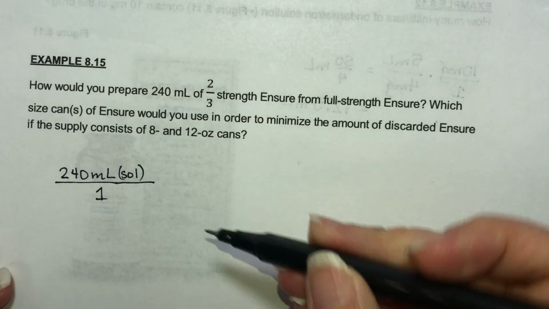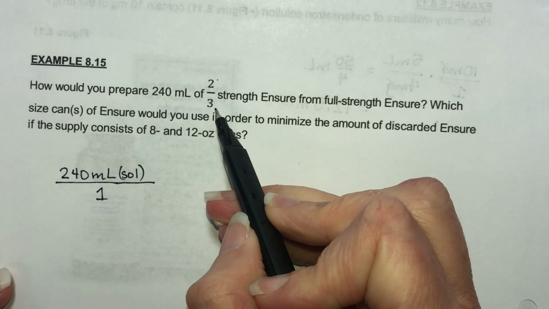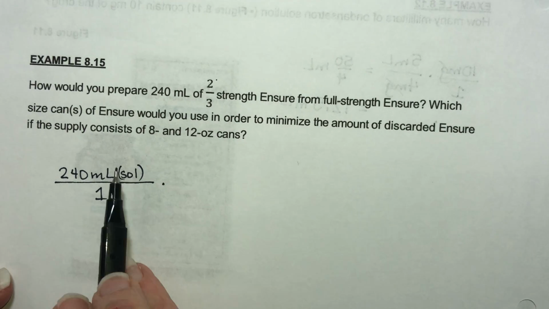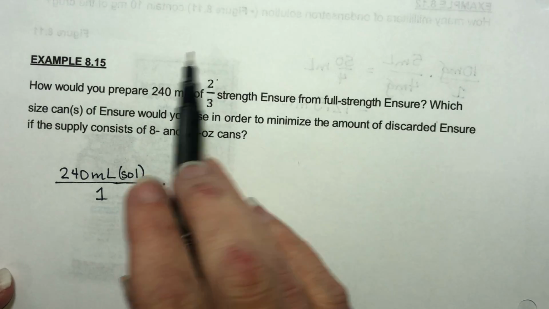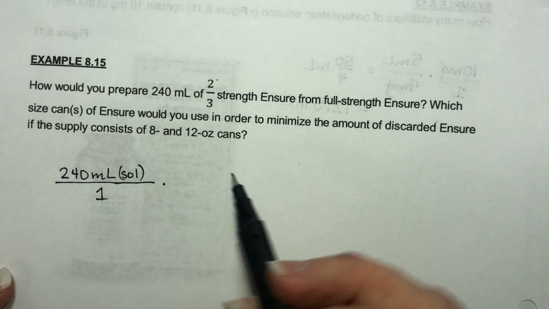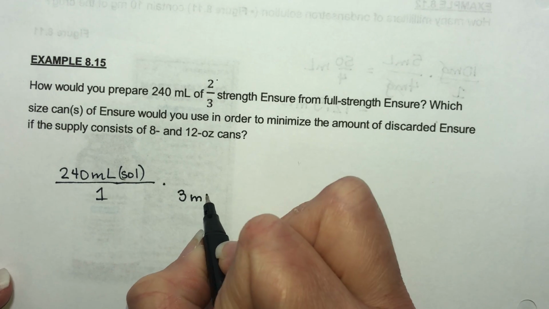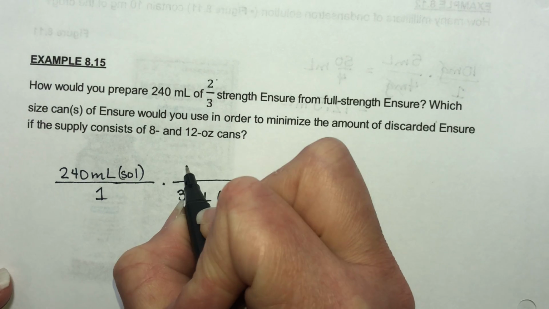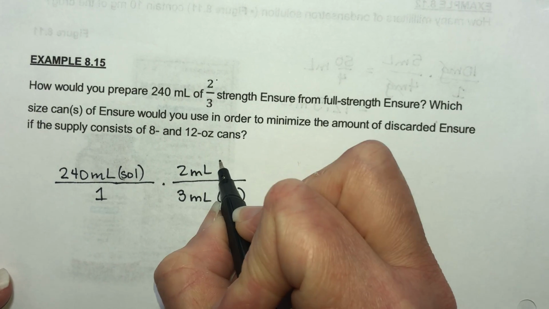Okay, this means there are going to be 2 parts of Ensure for 3 parts of the solution. The first thing I need to figure out is how much Ensure I'm going to need total. So this is 3 milliliters of the solution, and I'm going to have 2 milliliters of the Ensure.